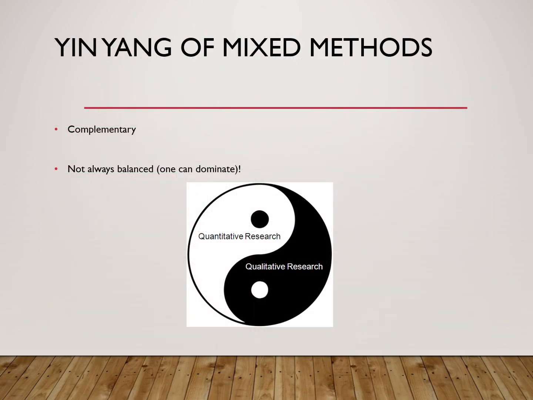It's important to remember that this is not always as balanced as the yin and yang you see here. Often quantitative and qualitative research do complement each other, so you get a better, more robust picture of the situation. But oftentimes it's hard to really balance them. You often lean more toward the quantitative or the qualitative aspects of this. So you need to be very careful about how you balance that and how you use it.